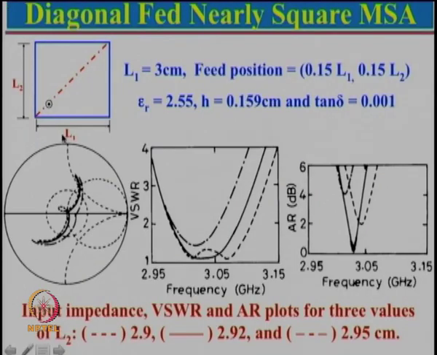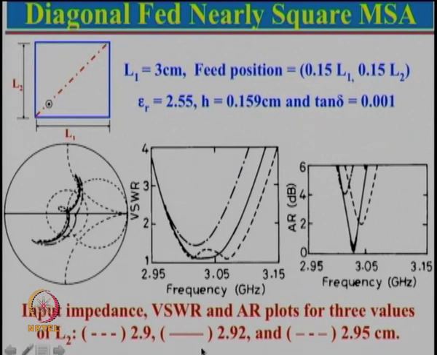So, here is an example where length is taken as 3 centimeter, which is L1, and what we are actually going to show you here, for different values of L2 what happens. Okay. So, here L1 is taken, feed point has been kept fixed as 0.15, L1 and L2, these are the substrate parameters. So, now let us see what we get for different values of L2.